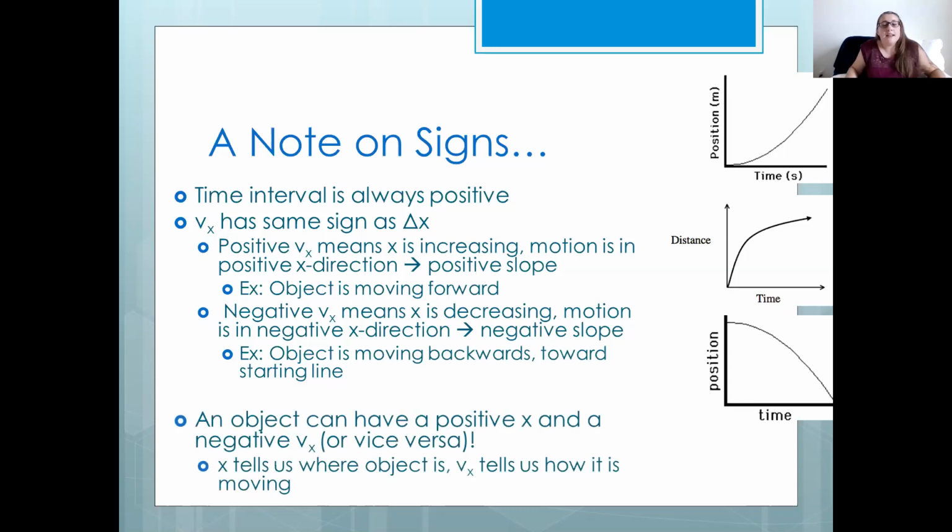An object can have a positive position and a negative velocity, like we see in that bottom graph. Or vice versa, it can have a negative position and a positive velocity. Remember, the position just tells us where the object is with respect to our origin, our starting line, and our velocity tells us how it's moving, like Mater in Cars.